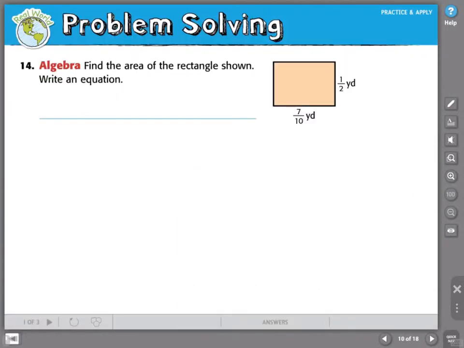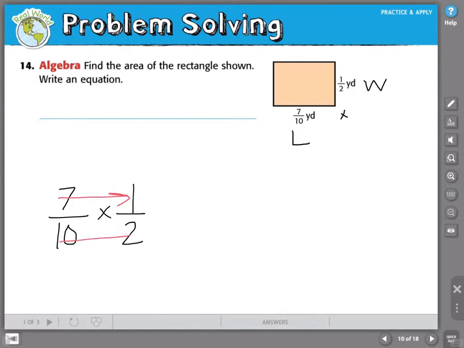You can also apply this to finding the area of a rectangle with fractional side lengths. So here we're asked to find the area of this rectangle. We know the area is length times width. And here we have two fractions, 7/10 times 1/2. Finding the area is the same even though we have fractions. And now we know that we can multiply our numerators and multiply our denominators. My answer is 7/20 of a yard.